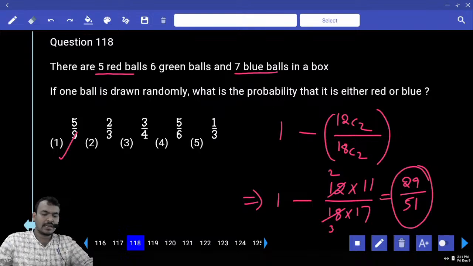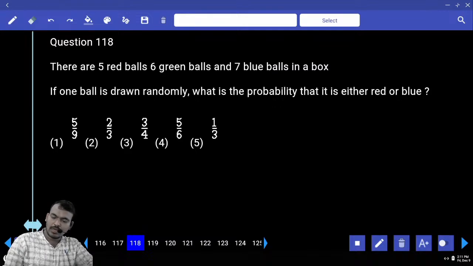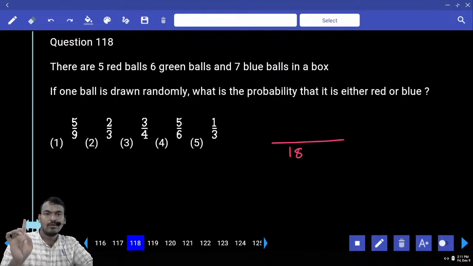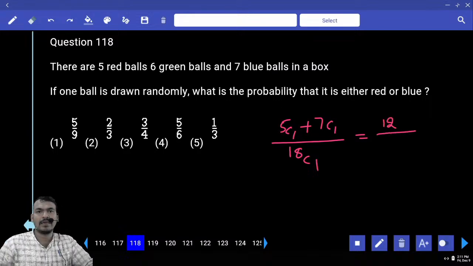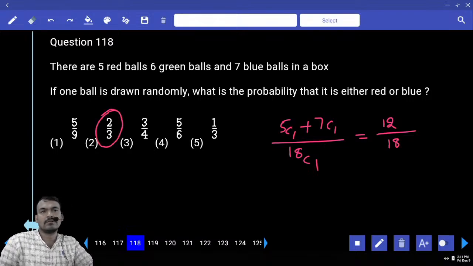Next question number 118. If one ball is drawn randomly, what is the probability that it is either red or blue? Either red or blue. Or means plus or into? Plus. First, out of 18 balls, how many balls are picked? 1 ball. Then we write 18C1. That one ball will be either red or blue. Then we write 5C1 plus 7C1. 5C1 means 5. 7C1 means 7. 5 plus 7, 12 by 18C1. 18. 12 by 18 means 2 by 3.